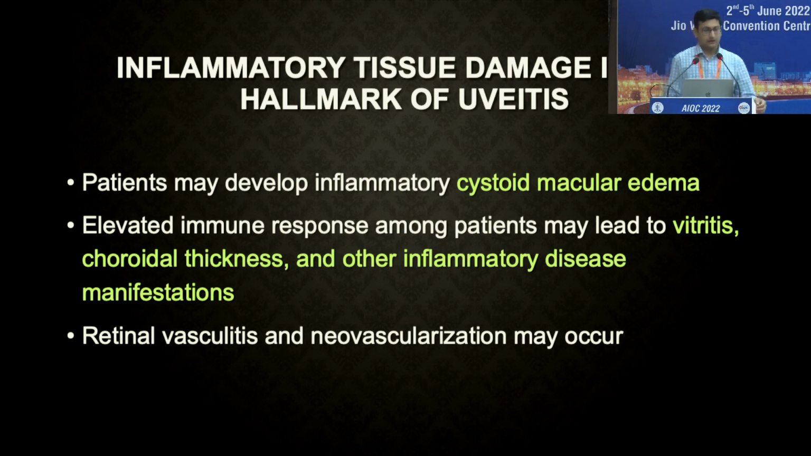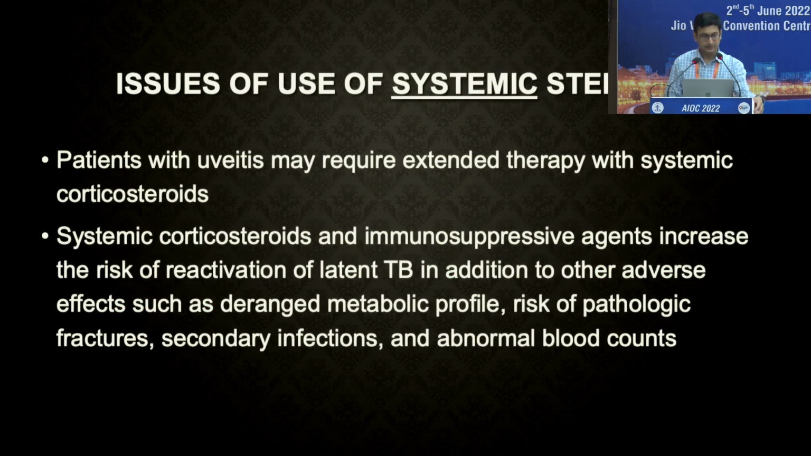We all know the hallmark of uveitis is inflammation of the posterior segment, especially, and that's what mostly concerns us all, because these patients can often develop inflammatory cystoid macular edema. Apart from that, they can have other manifestations, and we have all seen beautiful photographs from the previous talks. There could be vitritis, choroidal thickening, and other inflammatory manifestations. Now, two important entities that can happen are retinal vasculitis and neovascularization.